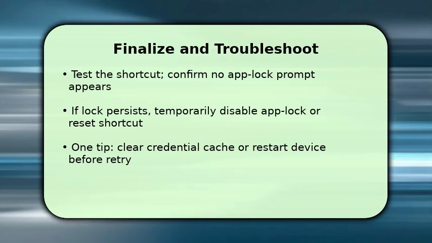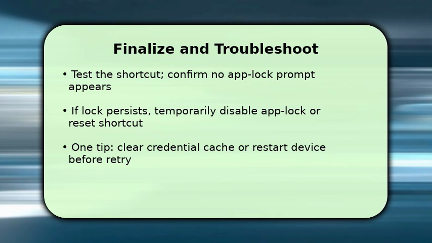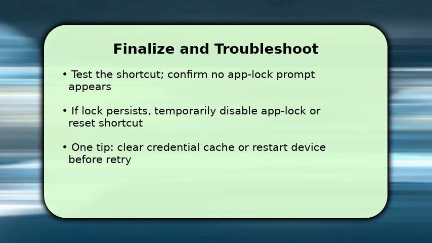If the app lock still appears, temporarily disable the app lock provider or remove the shortcut and recreate it without the problematic action. Once done, clear any credential or cache the locking app may use, and then restart the device. This often resolves lingering triggers. If problems continue, re-examine each action and permission. A hidden URL.